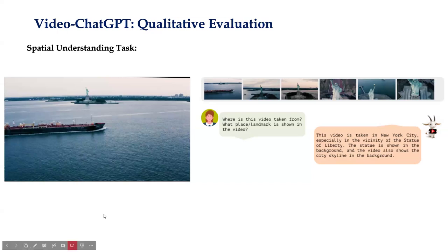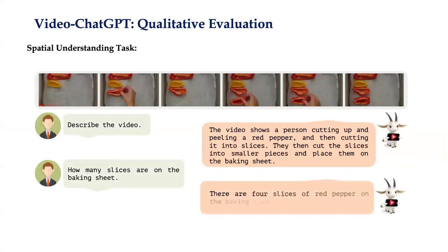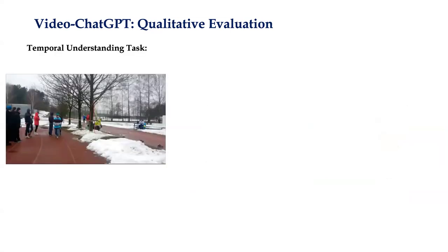Okay, then a spatial understanding task. Describe the video. The video shows a person cutting up and peeling a red pepper and then cutting it up into slices. Then you ask how many slices are on the baking sheet. There are 4 slices of red pepper on the baking sheet. Then temporal understanding of this.